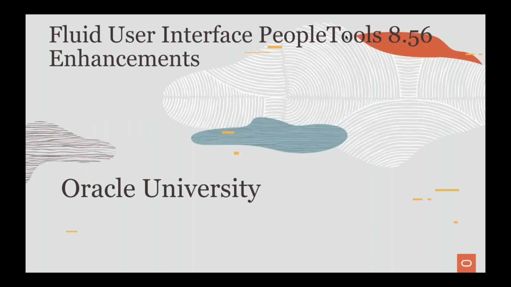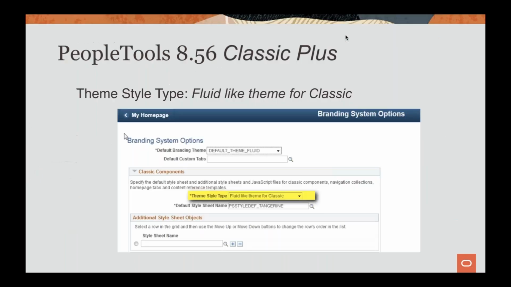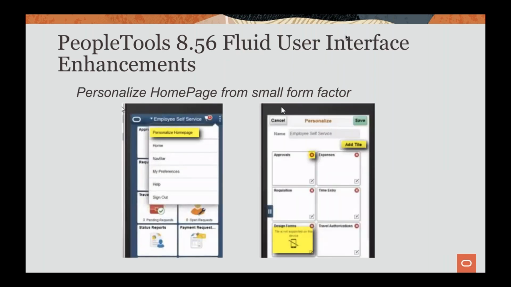Okay, so that basically covers the development and the admin aspect. Let's just take a look at some of the PeopleTools 8.56 enhancements. So if you're now inside 8.56, what do you expect to see that's changed? Well, first thing we mentioned, we've got the ability to change the little flag or the property, the branding, and say, yes, I want to use fluid-like themes. So it changes the themes a little bit and allows you to see the screens in kind of the halfway house, or as I call it, Classic Plus. Okay, that's the first thing you'll see.